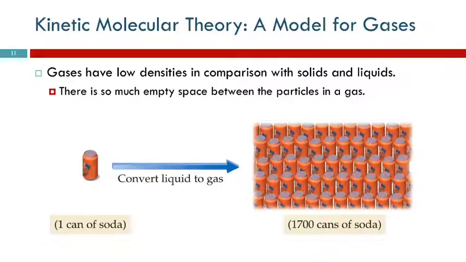This is another orange soda illustration. I think it's interesting. I like it. If you took one 12-ounce can of soda, liquid, and you converted that liquid into a gas, it could fill 1,700 cans of soda. That's the difference in the density between liquids and gases. The liquids are so much more dense. And the reason is that there's an awful lot of empty space.